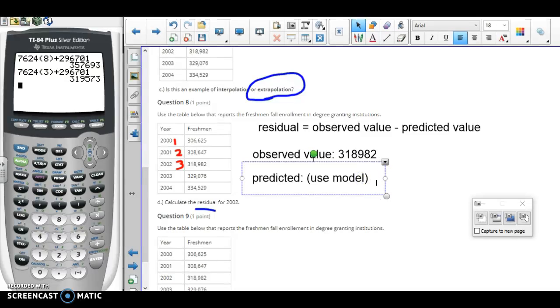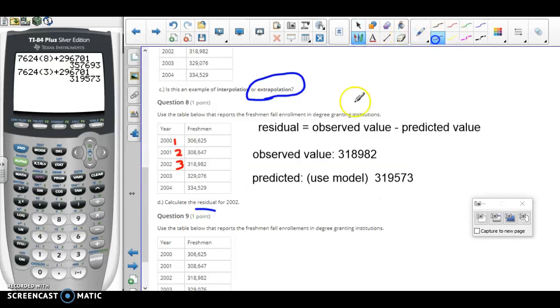So our predicted value is 319,573. And we would just subtract those. We would do one, subtract the other, observed minus the predicted. So here we have 318,982, subtract 319,573. Boom, we get our residual, negative 591.